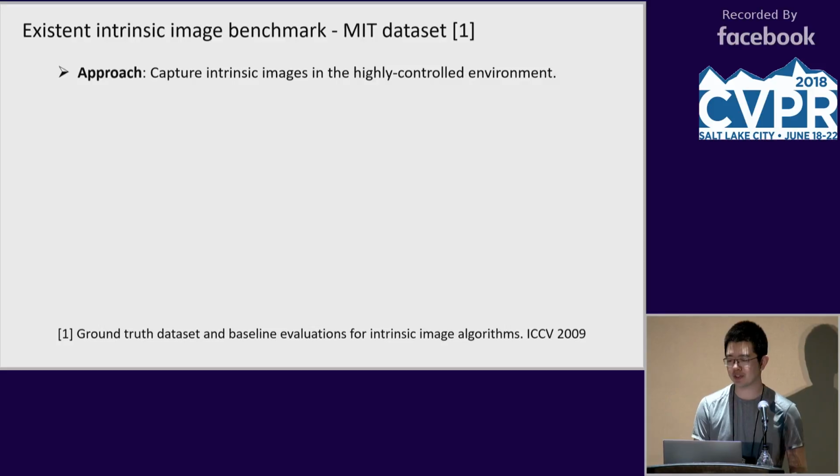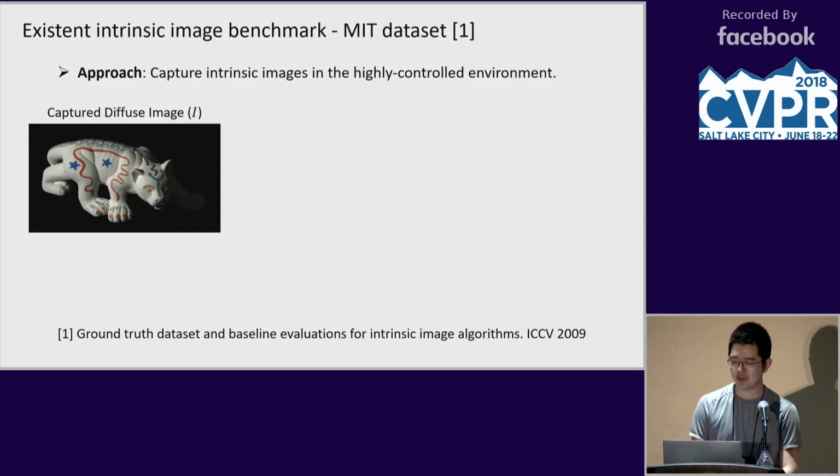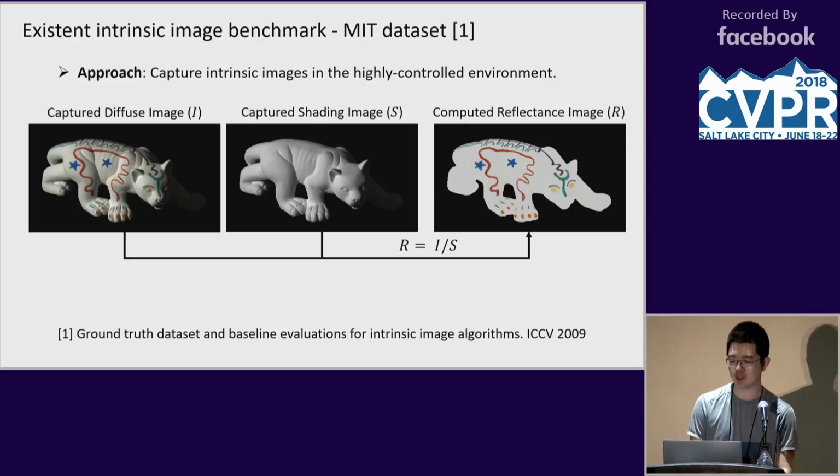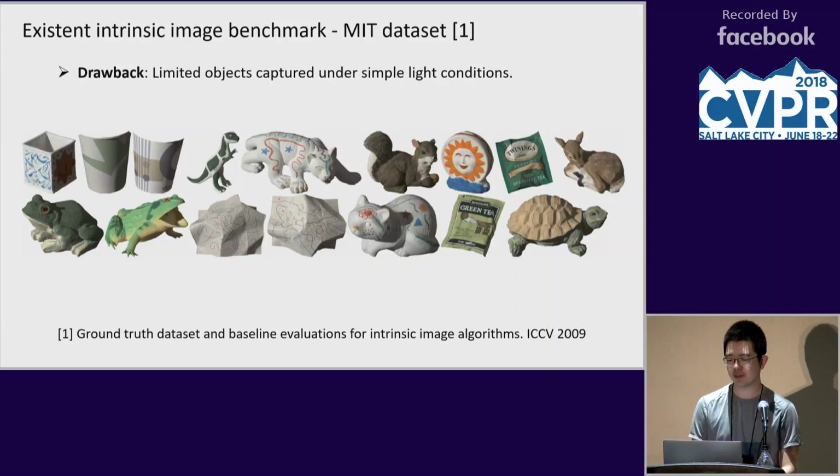Let's look at the major datasets for this task. The most widely used dataset is the MIT intrinsic dataset. Its images are obtained by capturing the input diffuse image and shading image, which are further employed to calculate the reflectance image. However, capturing such a dataset is labor-intensive and requires highly controlled scenes. Therefore, this dataset is limited to images of single segmented objects, which lacks diversity and scene-level realism.